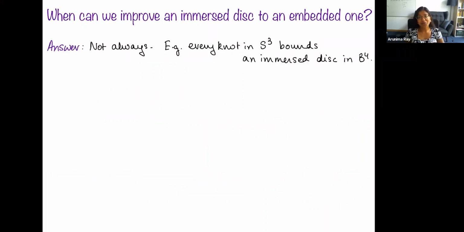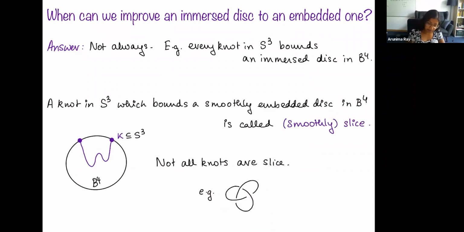First, some sadness: we can't always do this. There's no analog of Dehn's lemma in total generality in dimension 4. There's a nice example that shows this. If you think of a knot, any knot inside of S3, it's the boundary of an immersed disk in B4. That just comes from the fact that B4 doesn't have any homotopy in there. It's a very simple space. On the other hand, if I have a knot in S3 which is the boundary of a smoothly embedded disk in B4, we call that knot smoothly sliced.